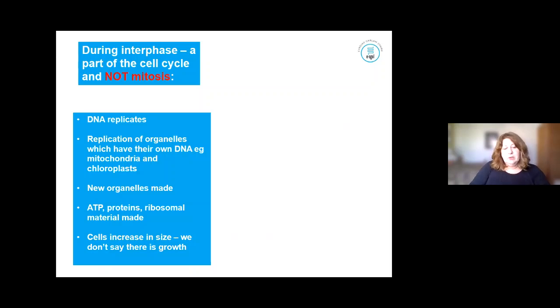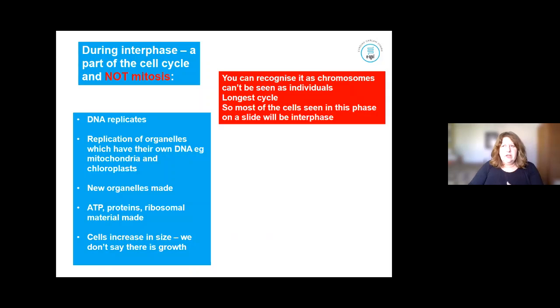The other thing that happens is that we produce ATP and proteins and ribosomal material that goes to form ribosomes. So that happens in our cells and in organism cells during interphase as well. And we also say that cells increase in size, but we don't say there's growth, because we associate growth with cells actually doubling in number.